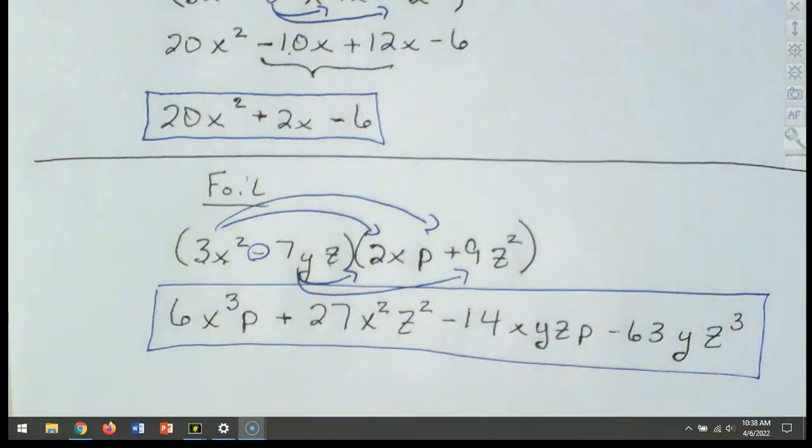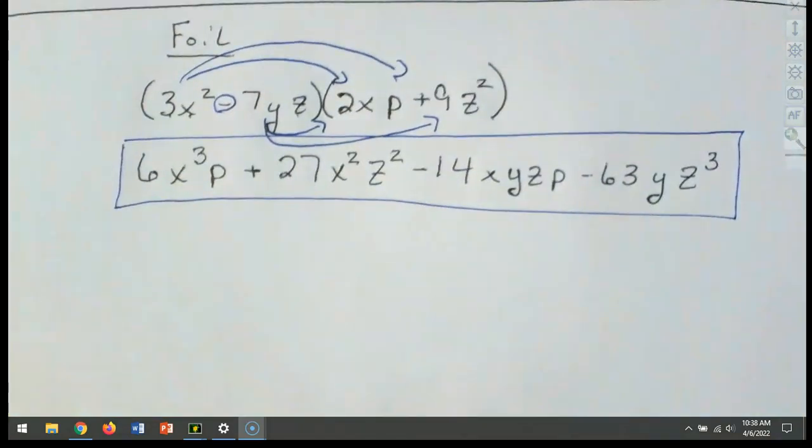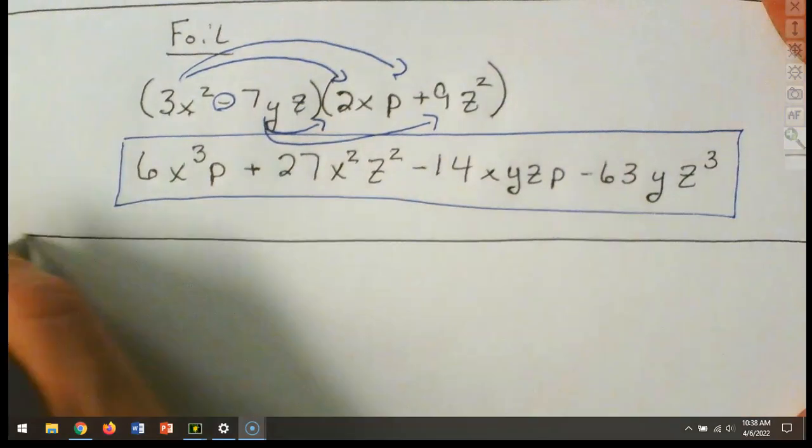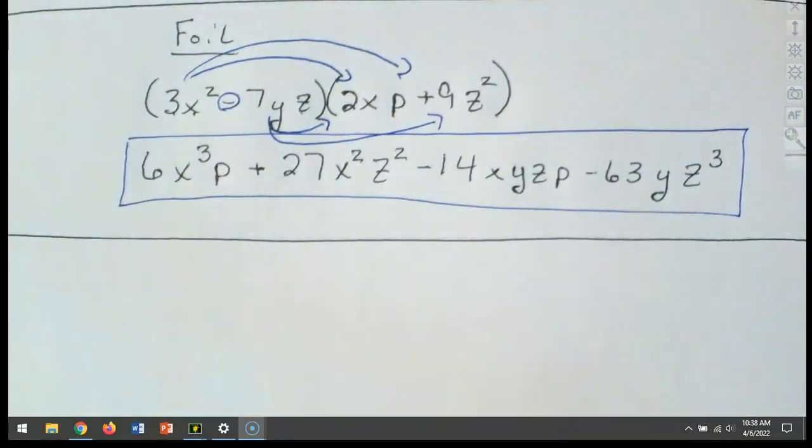Pretty straightforward on these. How do we handle having something out front? We always FOIL first.